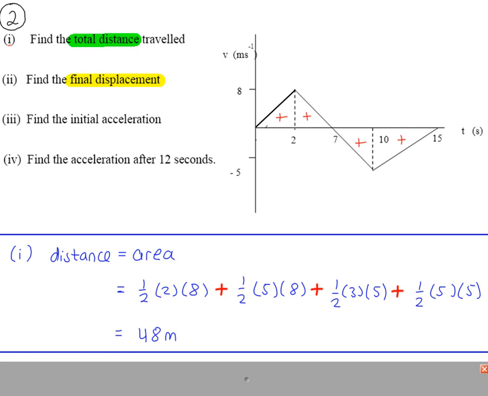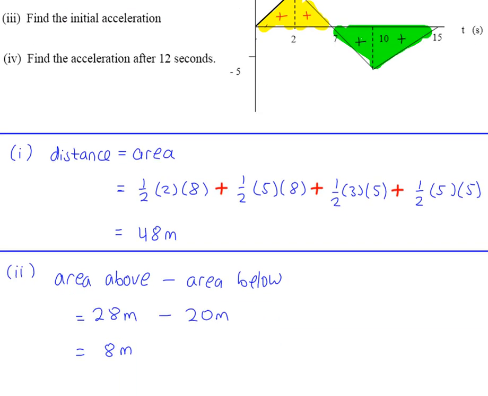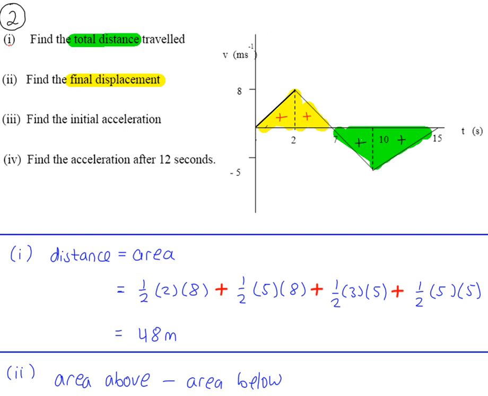Now, displacement is slightly different to the distance travelled. For displacement, we take the area which is above the horizontal axis, so the area of this region, and from that we subtract the area which is below our horizontal axis. Okay, so it's the yellow minus the green area, so 8 meters.